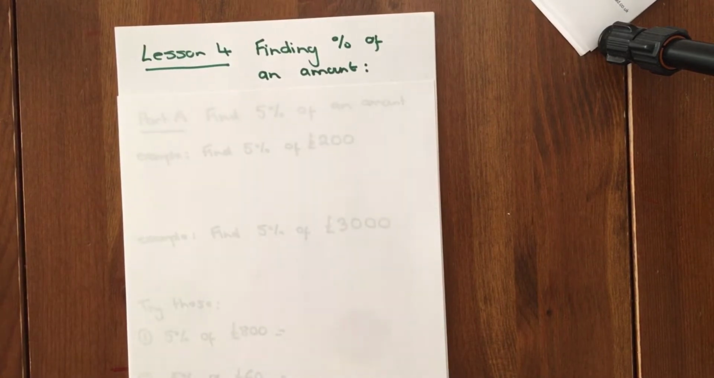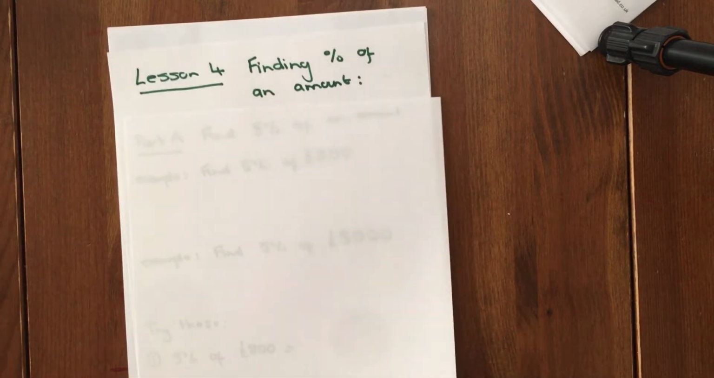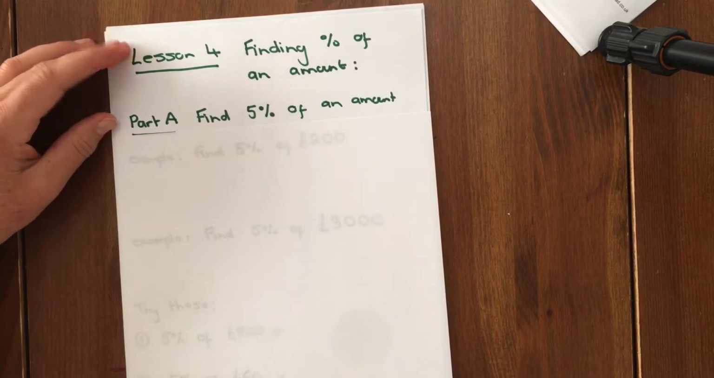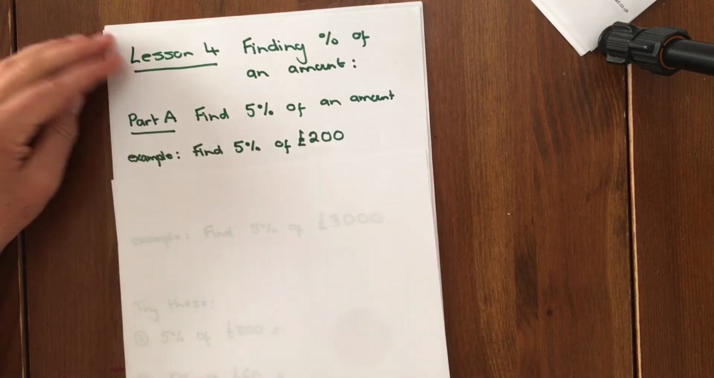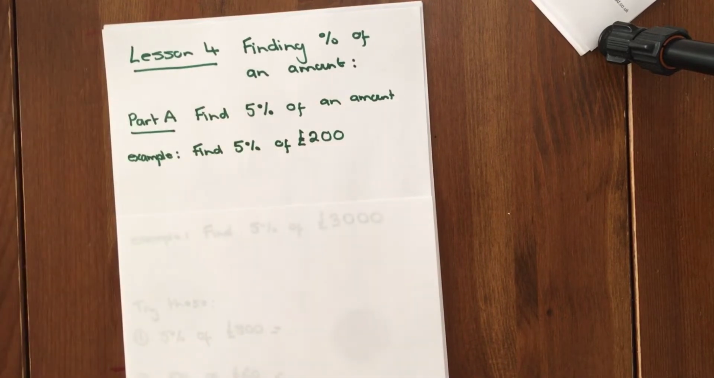So we're going to carry on with percentages in this lesson, and part A is, write this title down, about finding 5% of an amount. So I'm going to go straight ahead with an example. So I'm going to look at finding 5% of 200.